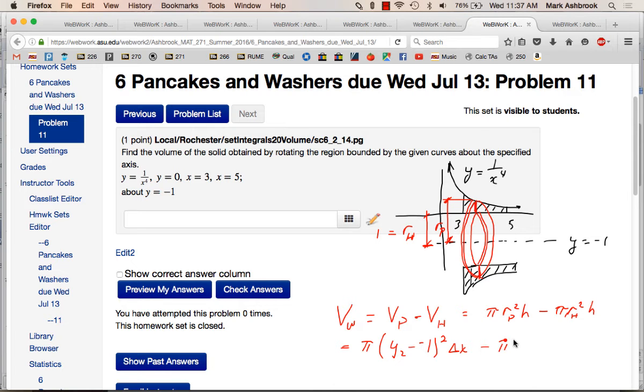minus pi. The radius of the hole is 1, right? And so then this y2 is our 1 over x to the 4th. That's the volume of the washer, so that's our setup work.